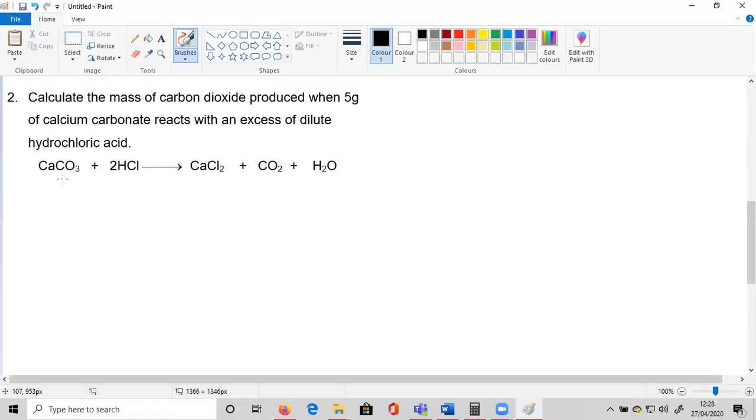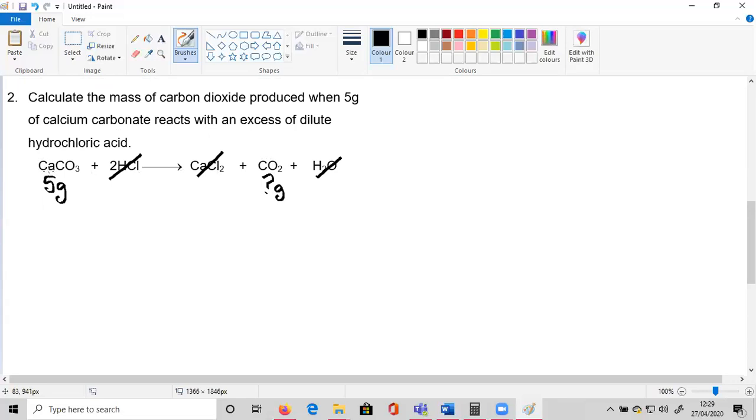It says calculate the mass of carbon dioxide produced. So there's your carbon dioxide, so we need to calculate that. So let's find out how much carbon dioxide we're going to make when 5 grams of calcium carbonate reacts. So that's going to be 5 grams there. And it says reacts with excess dilute hydrochloric acid. Well, if something's in excess, then you can just get rid of it. We're not interested in that. We're only interested in 5 grams giving us a certain amount of carbon dioxide.